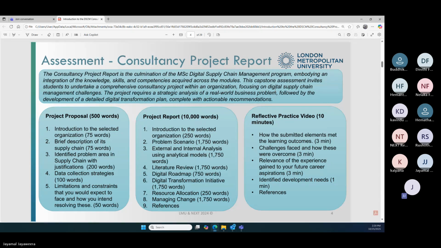Is it a service organization? Is it a manufacturing organization? If it is a manufacturing organization, what are the products that it manufactures? If it is a service organization, what kind of services does the organization offer to the customer? So brief introduction, you're talking about 75 words here. Introduction to the organization.